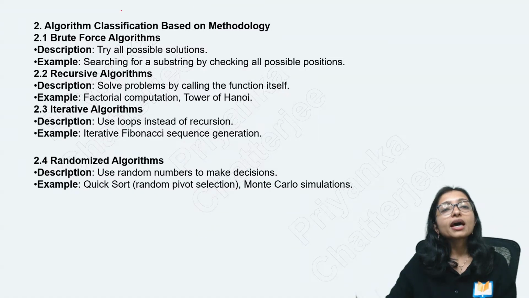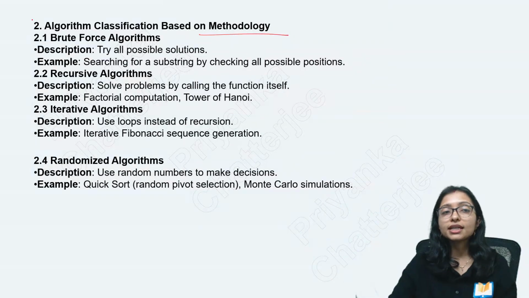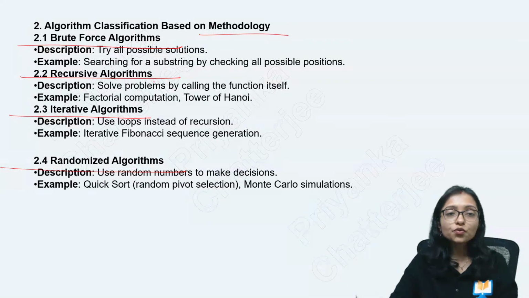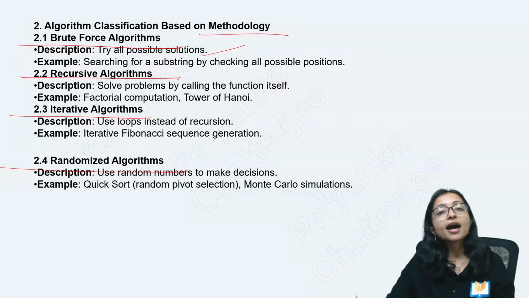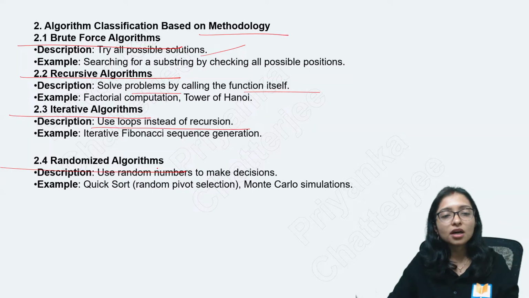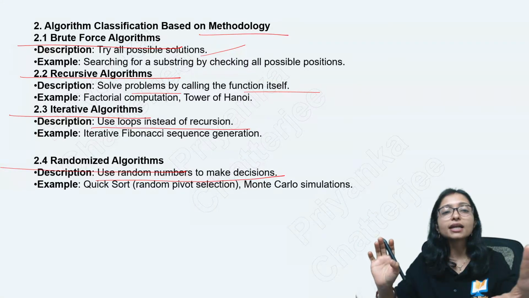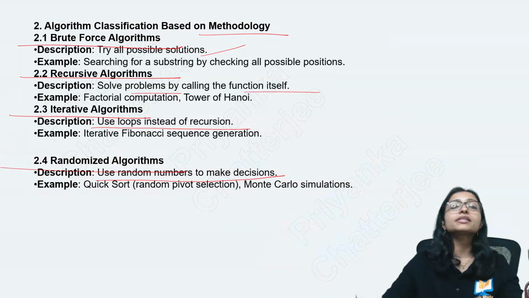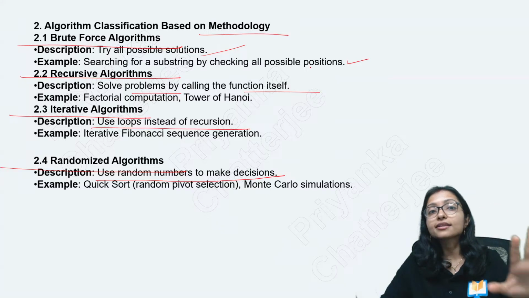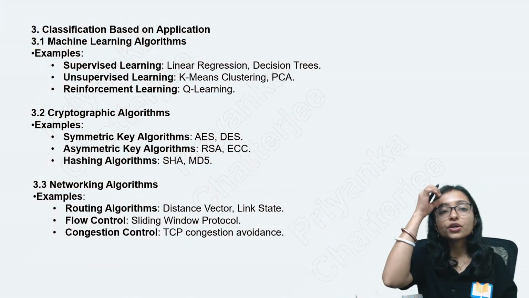Okay. Now here are some classification methodologies like brute force, recursive, iterative and randomized. In the comparative study, they are asking: brute force means try all possible solutions, recursive means solve the problem by calling the function itself, iterative means use a loop instead of recursion, and randomized means use random numbers for decisions. This is randomized, okay? And your examples are important. They will ask you for examples, which one is brute force, which one is recursive, like that. These examples are very, very important for your quick revisions.